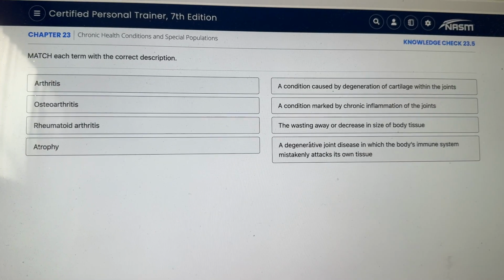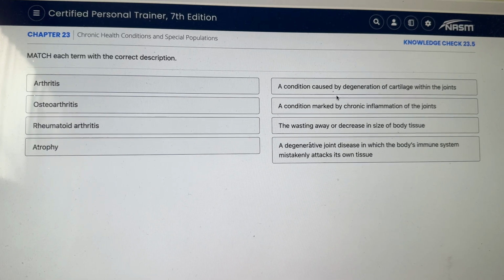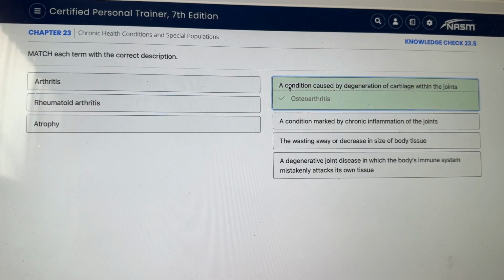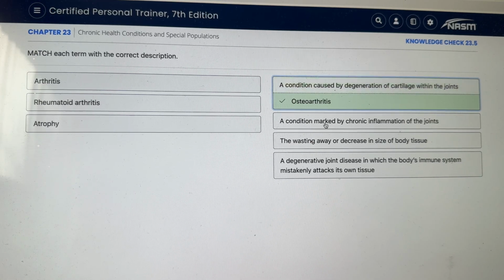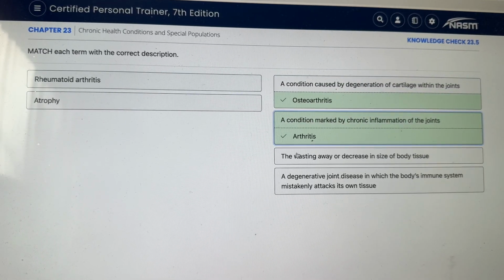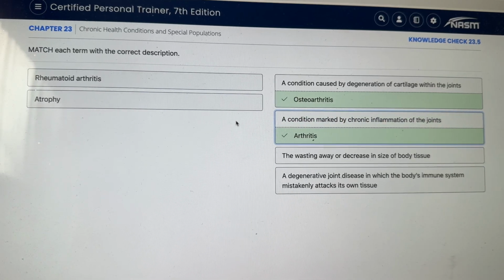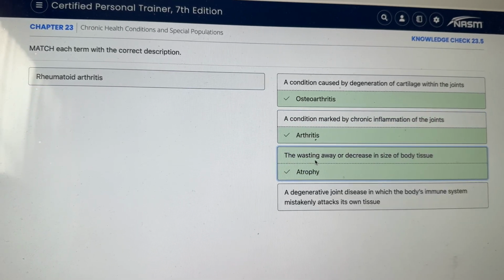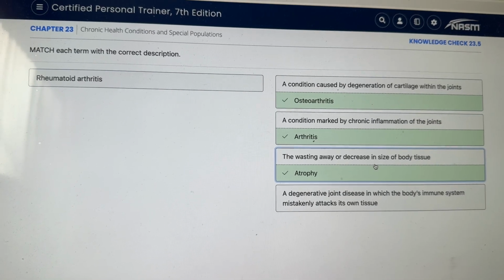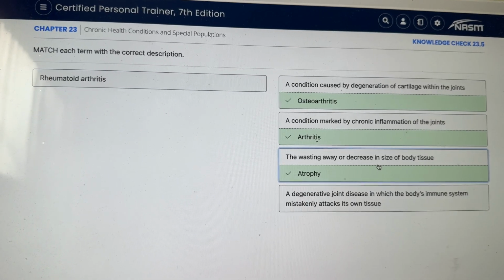What? Match each term with the correct description. A condition caused by degeneration of cartilage with the joints. A condition marked by chronic inflammation of the joints. The wasting away or decrease in size of body tissue. A degenerative joint disease in which the body's immune system mistakenly attacks its own tissue.